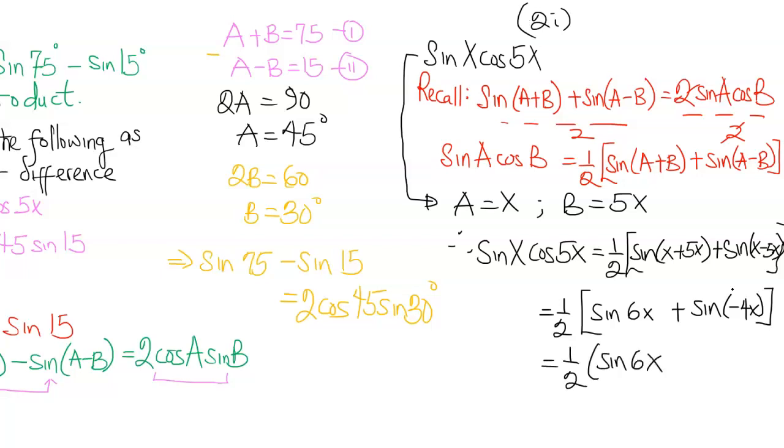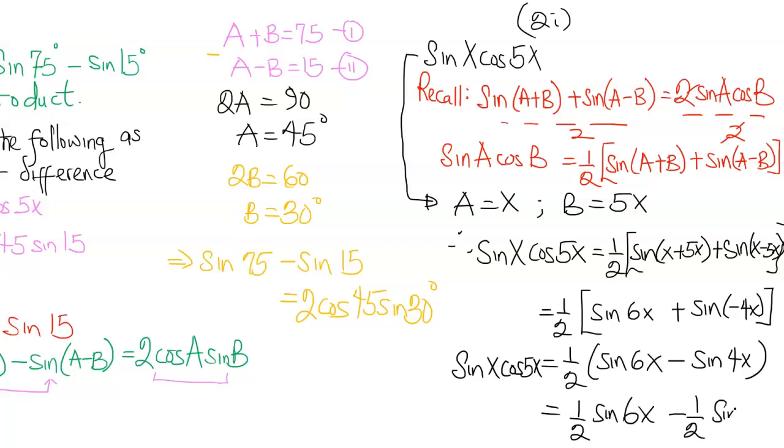Now sine is an odd function, and we know that a function is an odd function if f of negative x equals negative f of x. Therefore, sine negative 4x is negative sine 4x. This is our final answer. Sine x cos 5x, which is a product, is equal to 1/2 sine 6x minus sine 4x, and this is a difference. Of course, this can be written as 1/2 sine 6x minus 1/2 sine 4x.